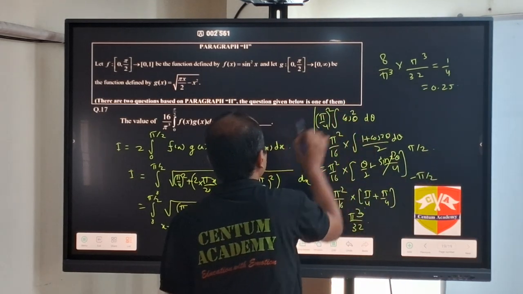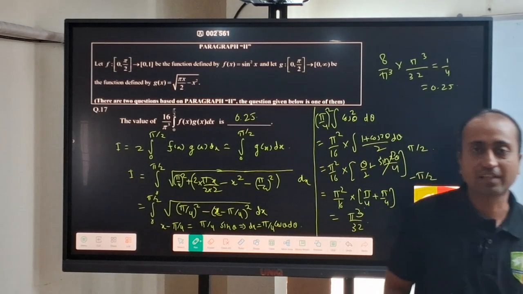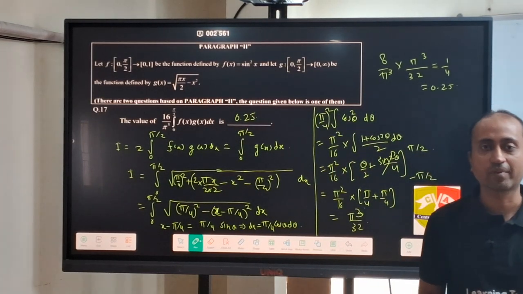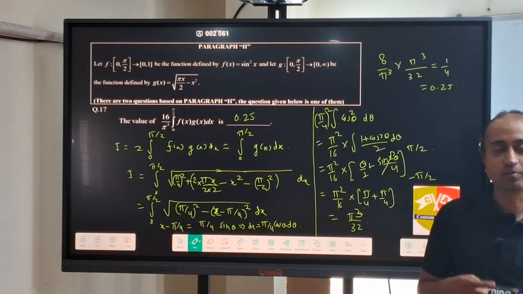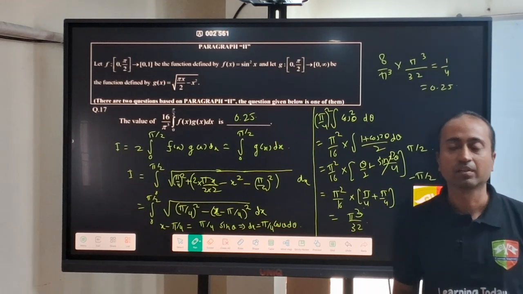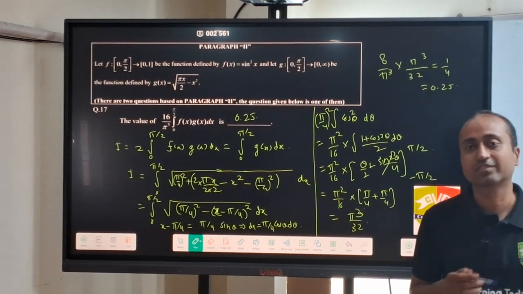So my answer to the final question is 0.25, and this was a slightly better question. Again, overall the level of the paper was easy, and one or two questions were difficult, a few moderate, but most of them are doable to the level of JEE Main questions. So this is historically probably one of the easiest papers of JEE Advanced.